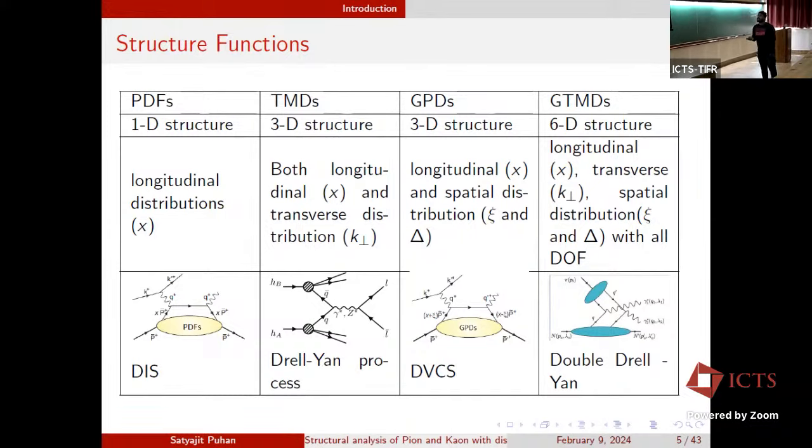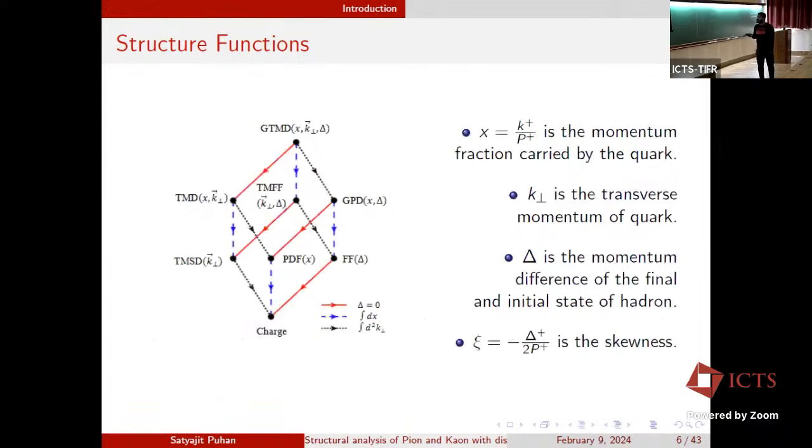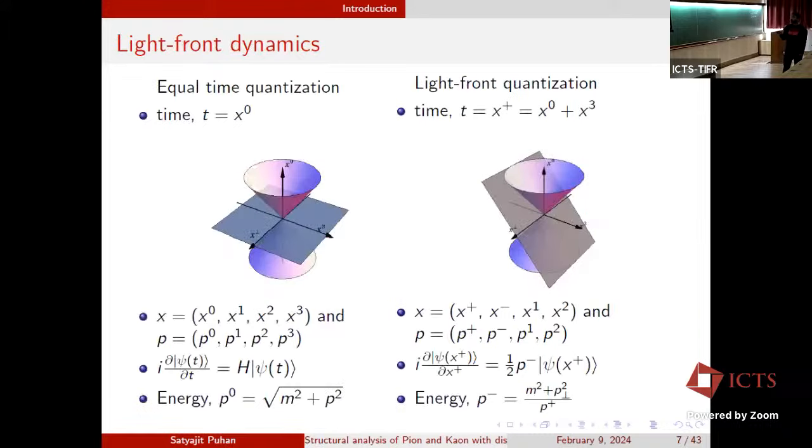To study these structure functions, we generally use the light-front dynamics. These structure functions are related to each other by this diagram. If one can get the GTMD, one can get every structure function like GPD, TMDs, and form factors, PDFs. These are the kinematic variables I am going to use in the next slides.